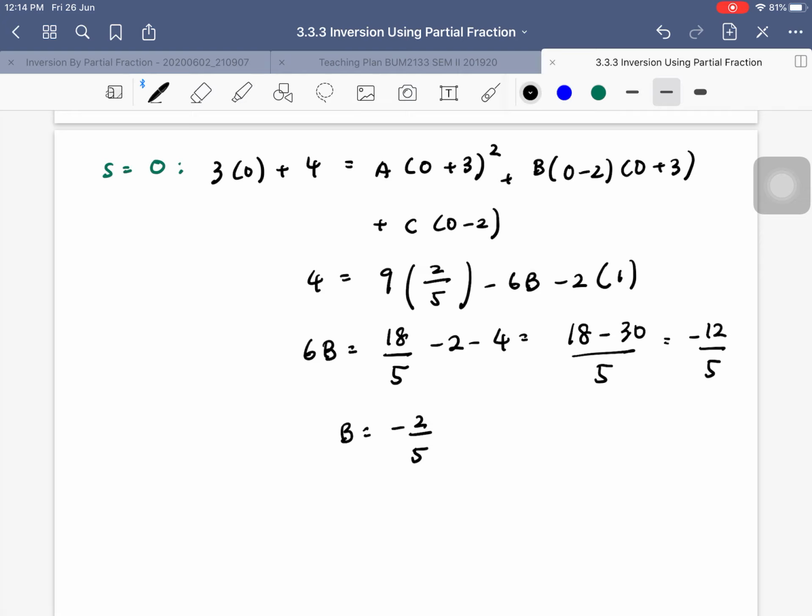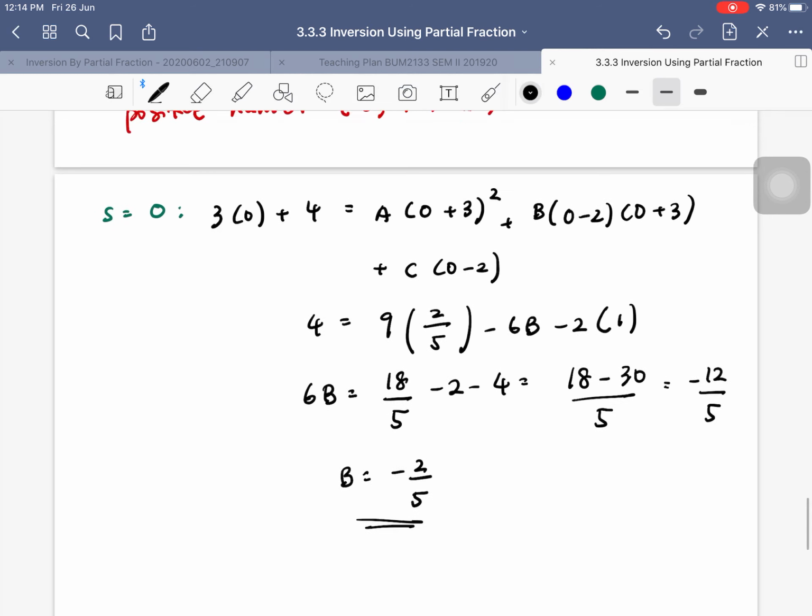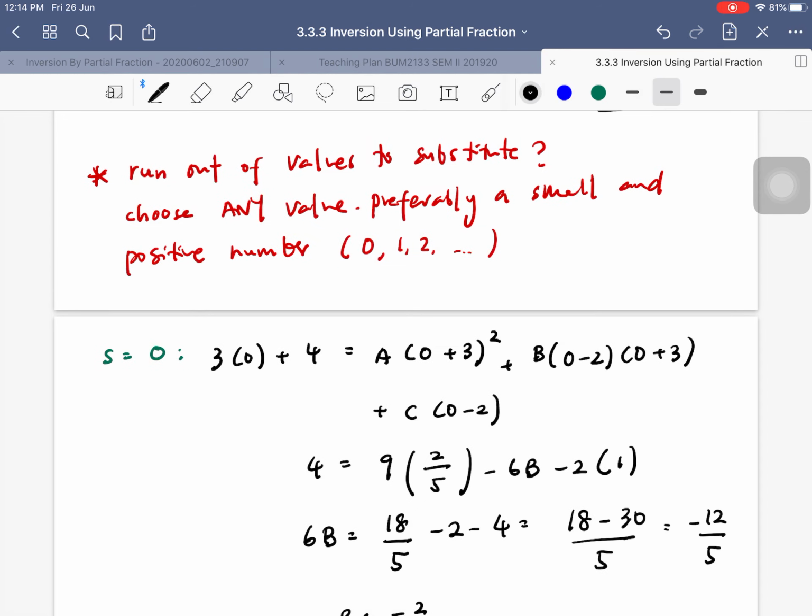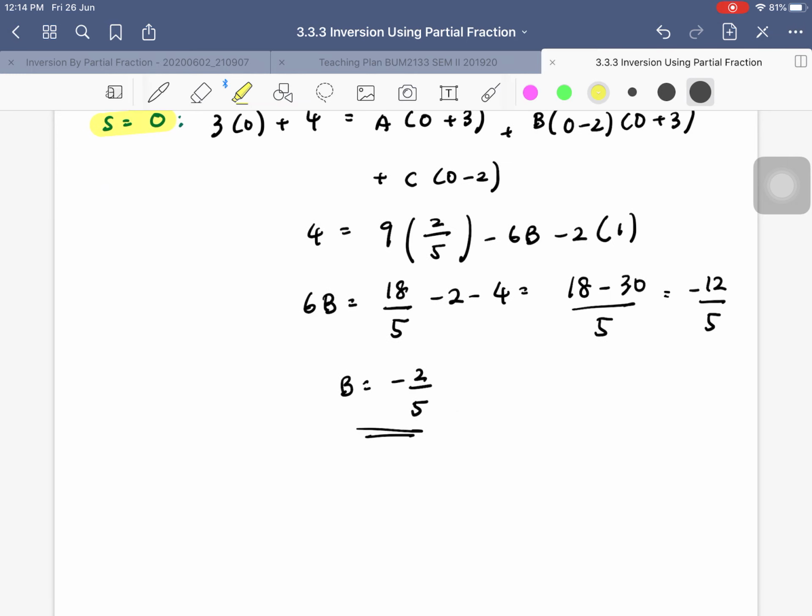Okay. So that is going to be my b value, which is going to equal negative 2 over 5. Even if you substitute a value of not 0, so either you substitute a 1 or a 3 or a 4 or a 5, you will still end up with the same value of b equal negative 2 over 5. So the value that you're going to pick is totally up to you.